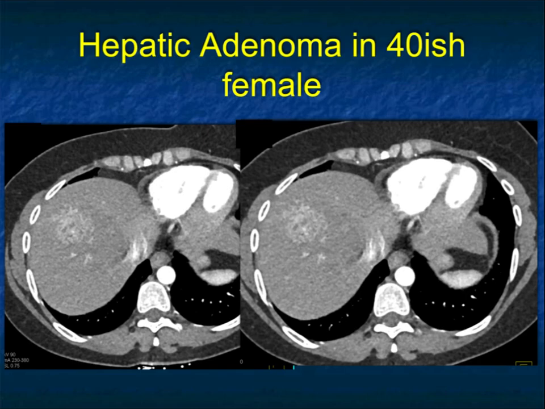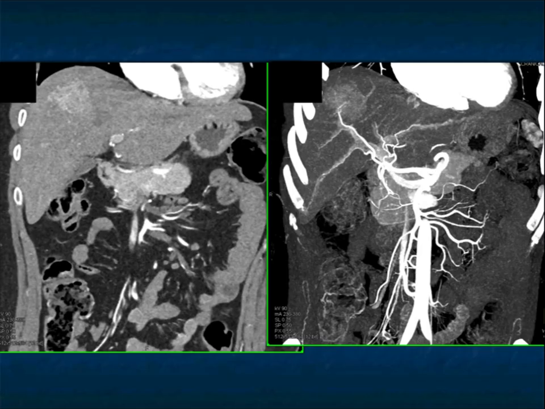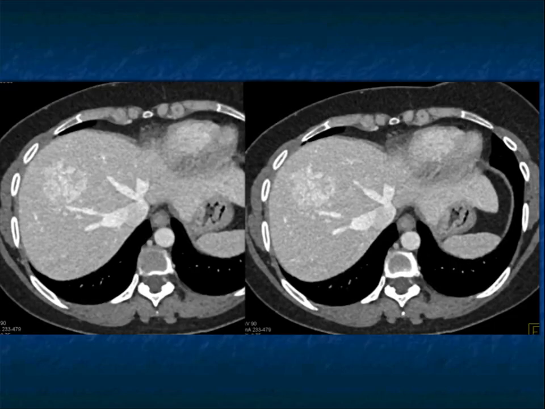Here's another lesion, very similar, vascular. You look at the feeding vessel going to the lesion. So feeding vessels can occur with everything from hepatoma to FNH to hepatic adenoma to hemangiomas. And you watch the lesion as you go to venous phase. It's still well defined, still vascular. That's not the appearance of FNH or hemangioma. This is going to be hepatic adenoma.